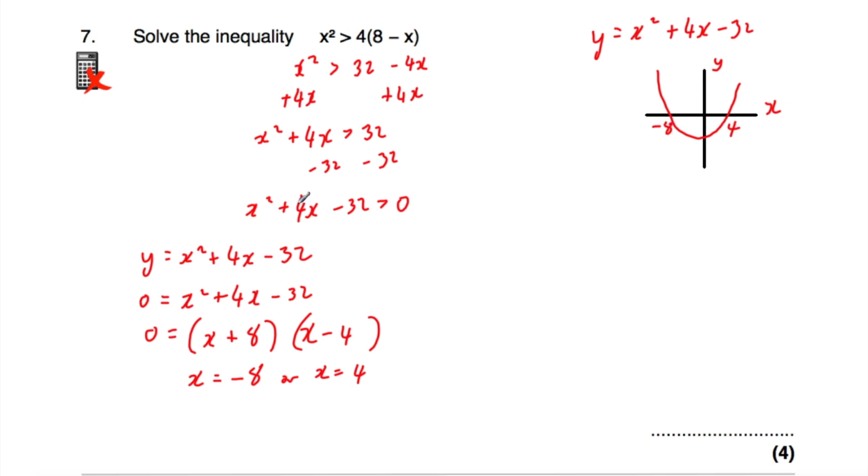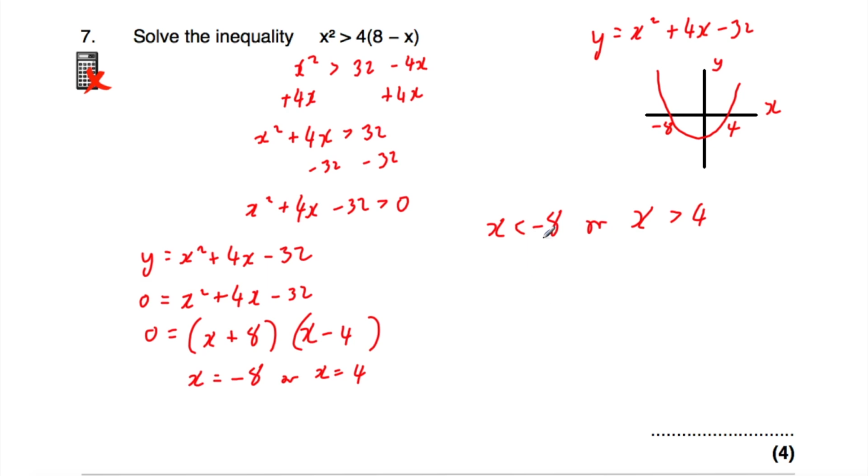So if we go back to our inequality, we've got x squared plus 4x minus 32 is bigger than 0. So in other words, we're looking to find when this quadratic is above the x-axis. So which values of x, when you substitute them into this quadratic on the left-hand side, do you get a positive? So any value of x bigger than 4 would work. So x is bigger than 4. Or if we look at the left-hand side of the quadratic, any value of x that is less than minus 8. So x is smaller than minus 8.